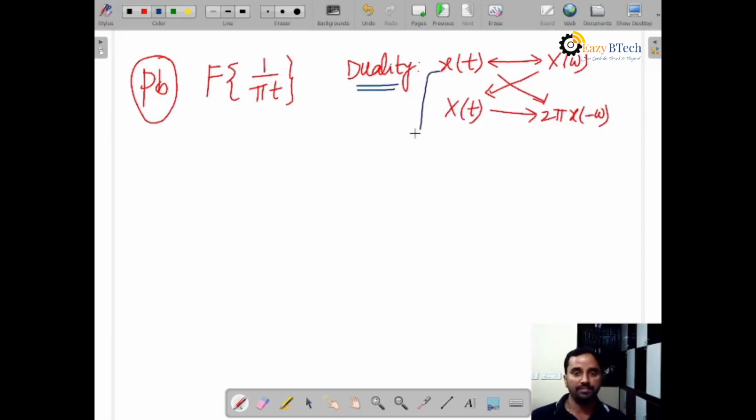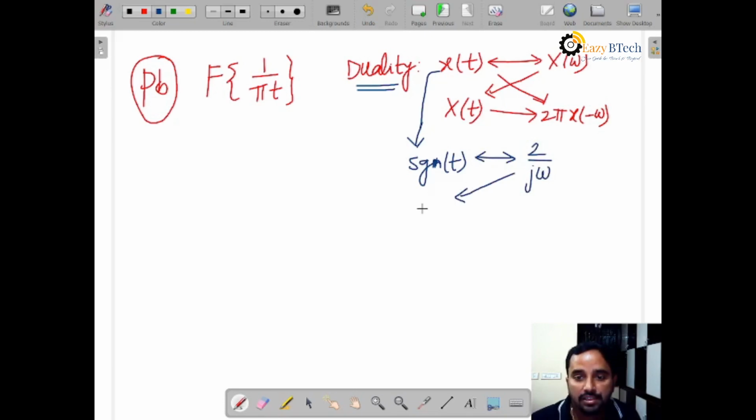So in the place of x of t, you take the signum function. What is the Fourier transform of Sgn of t? We have completed it: 2 by j omega. Now take it as 2 by jt, so in the place of omega, t. Right or not? Now its Fourier transform will become 2 pi signum of minus omega, here t goes to minus omega.